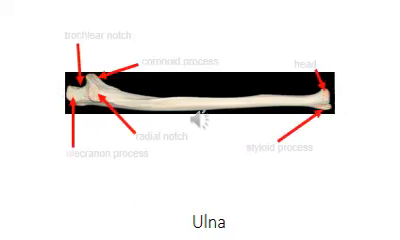This is the ulna. It has an expanded upper end and a constricted lower end, and in between we have the shaft. The upper end consists of the olecranon process and coronoid process, and in between the trochlear notch for attachment with the trochlea of the humerus at the elbow joint, and below we have the head and styloid process that's closed inferiorly by an articular disc or cartilage as a part of the wrist joint.